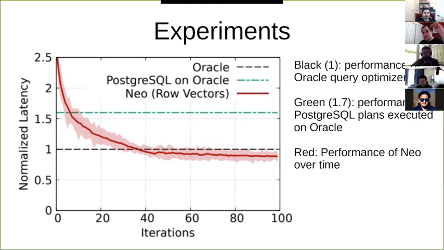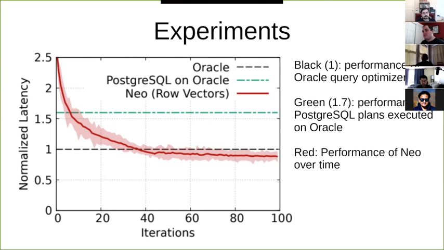But yes, that starts at 3.5. Then it quickly descends, surpasses the original optimizers that it was trained on, and then hits that one line where it starts to outperform the Oracle optimizer. And by iteration 100, 100% of the queries are faster than the Oracle system. So this was a big surprise to us.